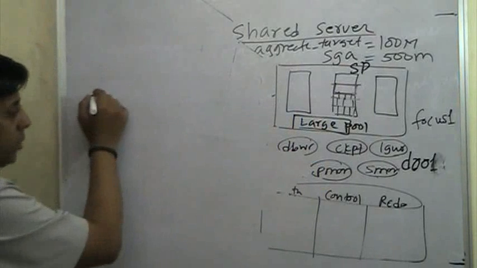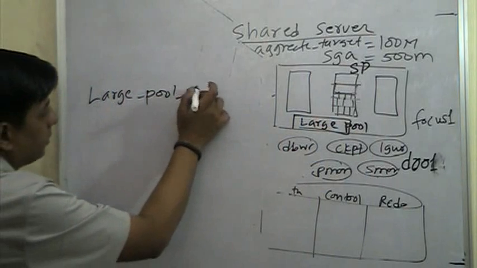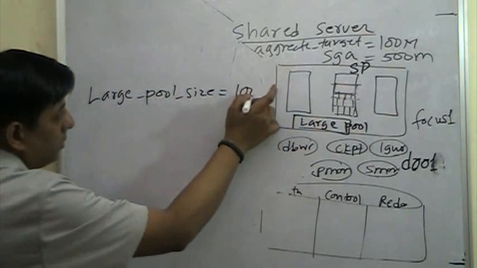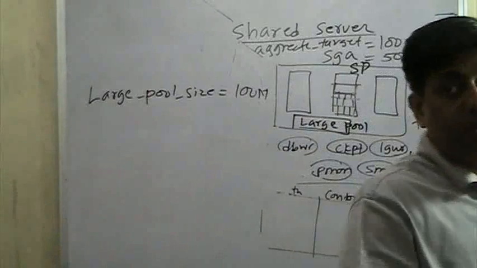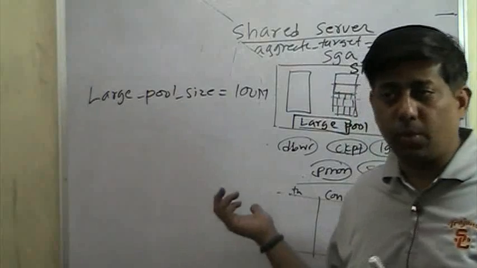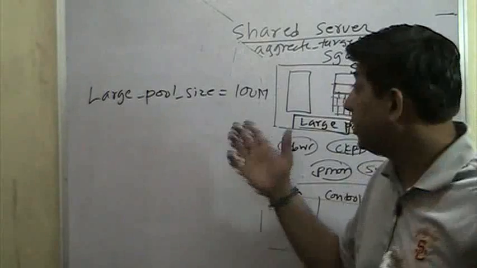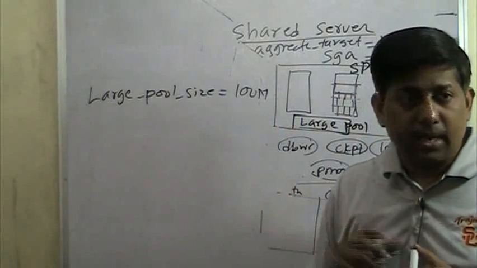So how do you set up the large pool? Large pool size, 100 megabytes. Now this 100 megabytes can be more than required, or it can be less than what is required. So how do you decide what is the correct size of the large pool? It's again mostly a trial and error thing.